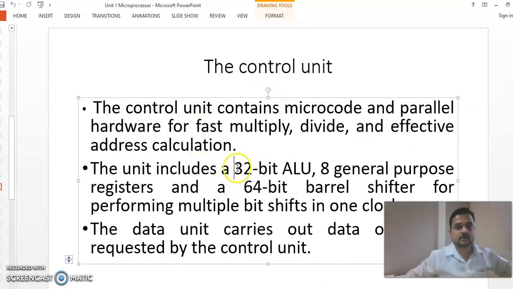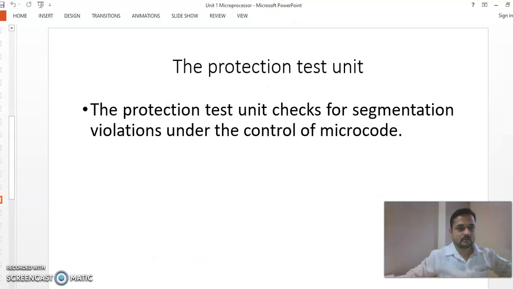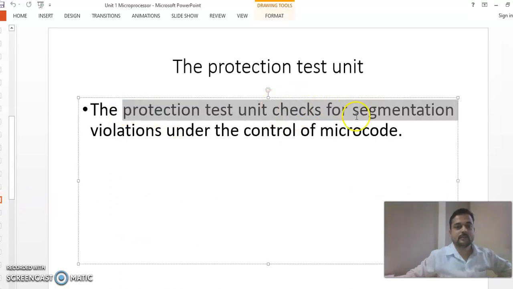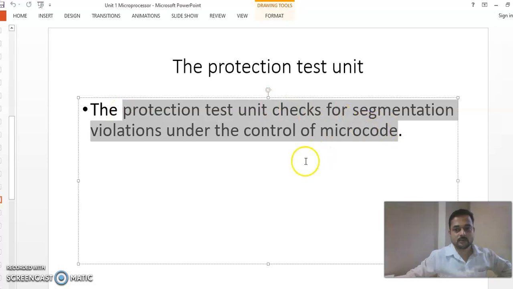Okay, a 32-bit ALU is there, which means the data bus is also 32-bit. Okay, and the registers are also 32-bit. 8 general purpose registers are available. A 64-bit barrel shifter is there, and this data unit carries out the data operations. The protection unit is very important. The protection unit checks for segmentation violations under the control of microcode.